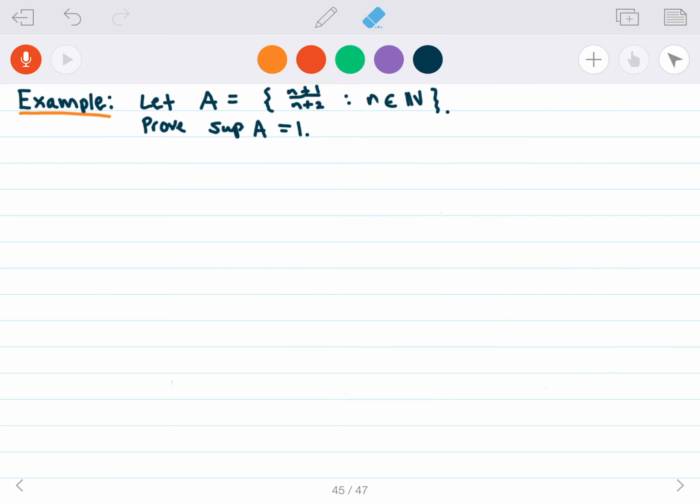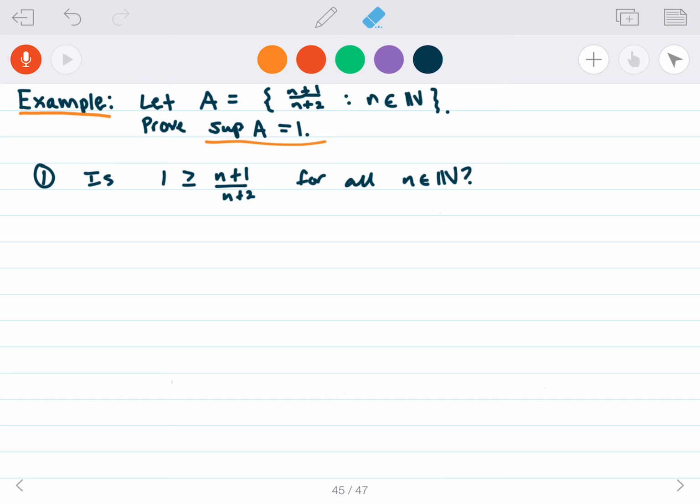So let's look at this example. We have a set A equal to n plus 1 over n plus 2, where n is a natural number. And we want to prove that the supremum of A is going to be 1. So again, by theorem 1.3, we want to show those two properties. And the first one is that 1 is actually an upper bound for A. So is 1 always going to be greater than or equal to n plus 1 over n plus 2 for all n in the natural numbers? Is that true?